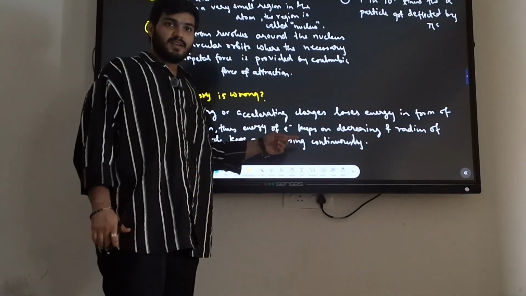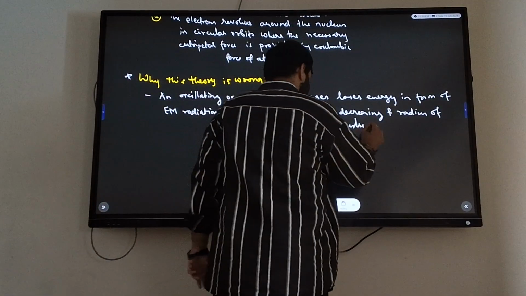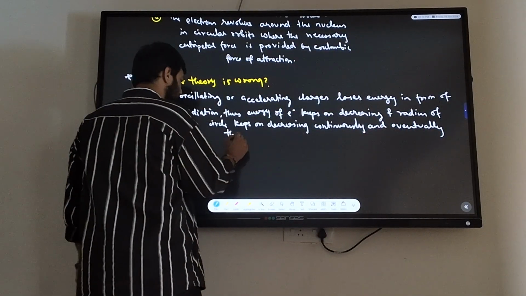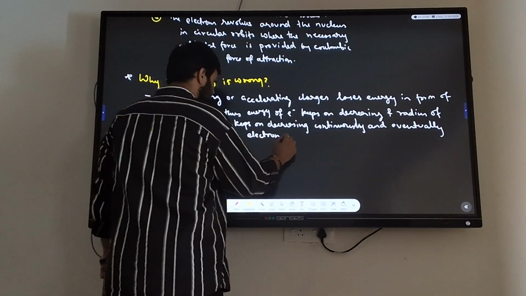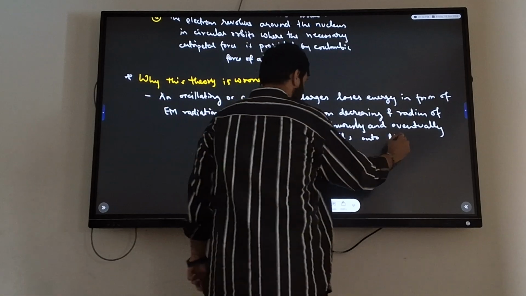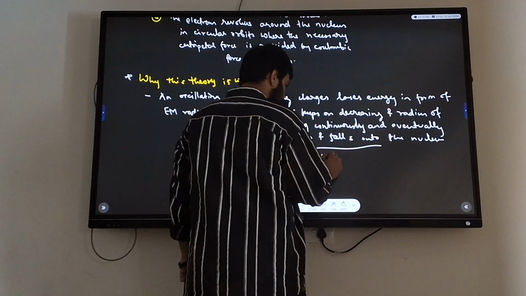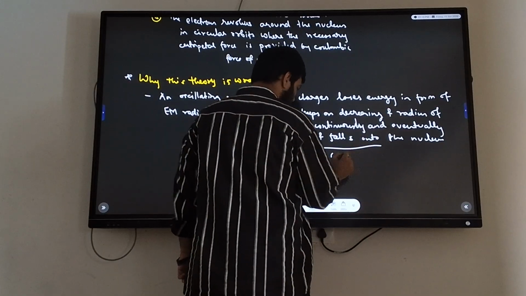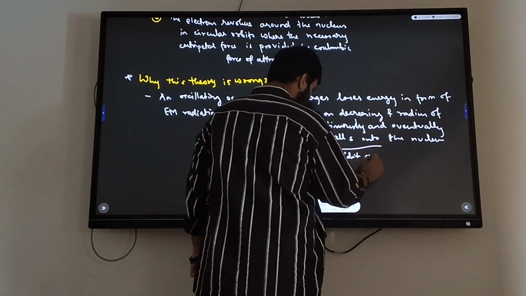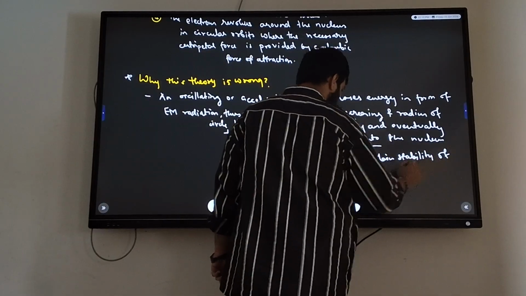The energy keeps on decreasing continuously and eventually the electron spirals and falls onto the nucleus. So it couldn't explain the stability of the atom.